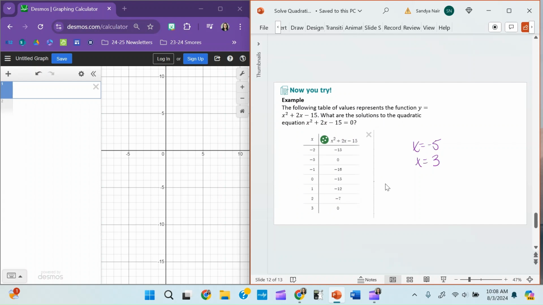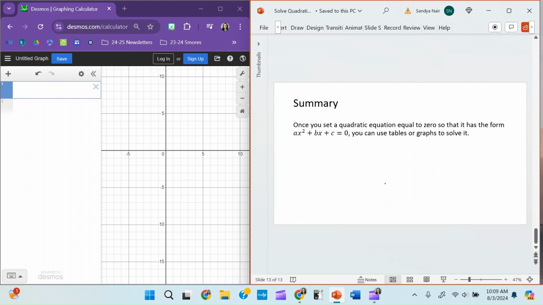So since you're given a table of values, you can just look at it and quickly identify the two places where this function is equal to 0. The corresponding x values are going to tell you the solutions to this quadratic equation. So you can see that the solutions are x equals -5 and x equals 3. So once you set a quadratic equation equal to 0 so that it has the form ax squared plus bx plus c equals 0, you can use tables or graphs to solve it.